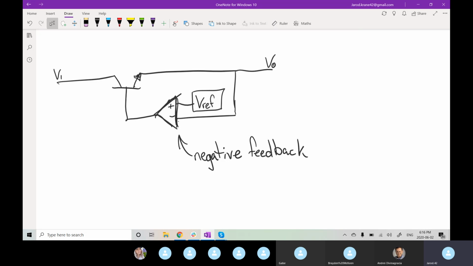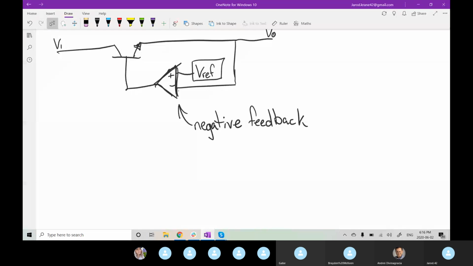But the simple point to be made about the op amp being used for a negative feedback loop is that the output will change to drive the difference between your two inputs to 0.